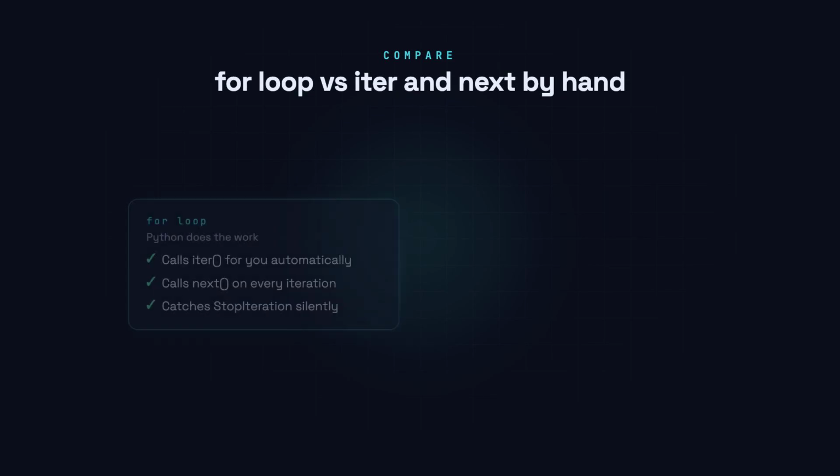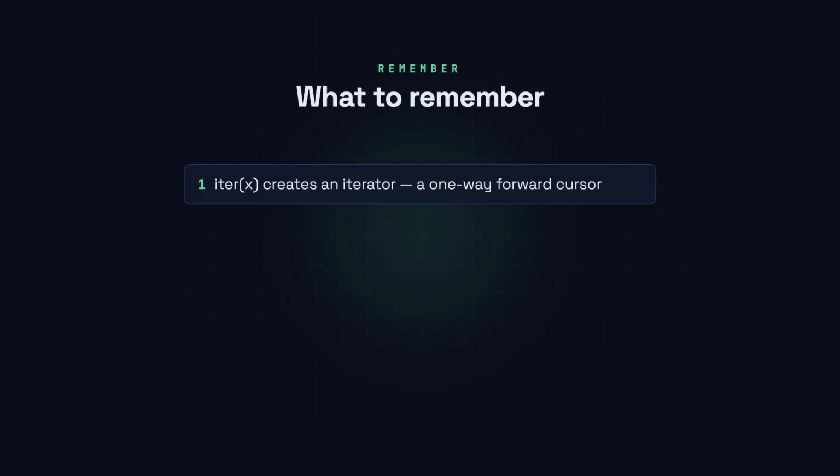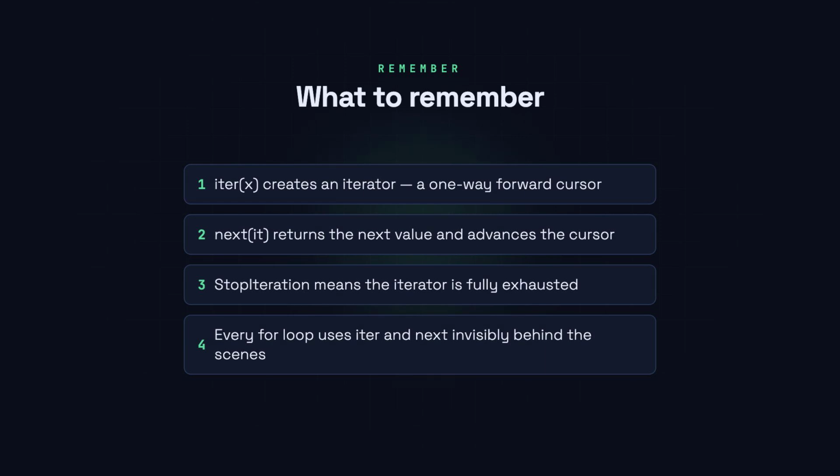A for loop is just a shortcut. Under the hood it calls iter once, then keeps calling next until it catches StopIteration and stops quietly. Doing it by hand exposes exactly that same sequence. Remember, iter creates the cursor, next moves it one step, and StopIteration means you have reached the end. That 3-step cycle is the beating heart of every for loop in Python.